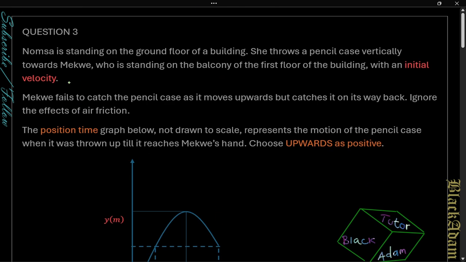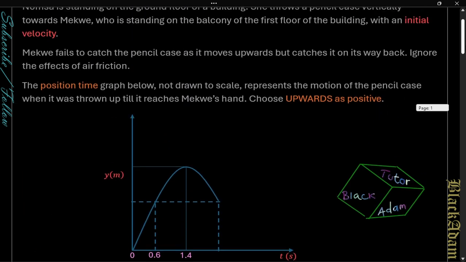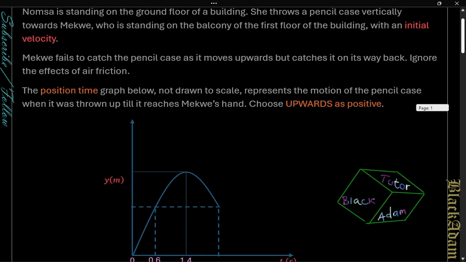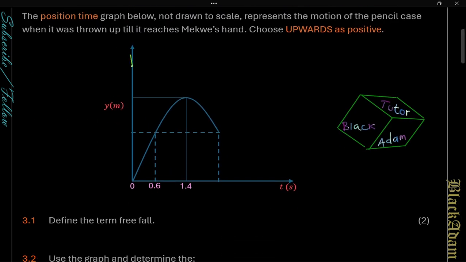Welcome to physics class. So we have Nomsa standing on the ground, and she throws a pencil case vertically upwards to Mekwe, with initial speed. Mekwe fails to catch it, and then it moves upwards, and when it comes down, Mekwe catches it. So this is the situation.